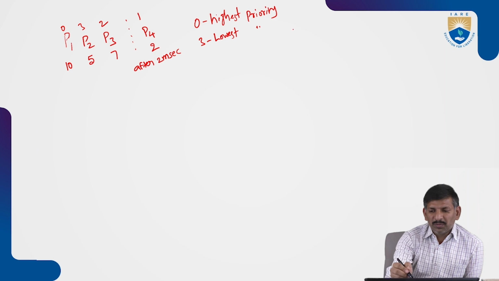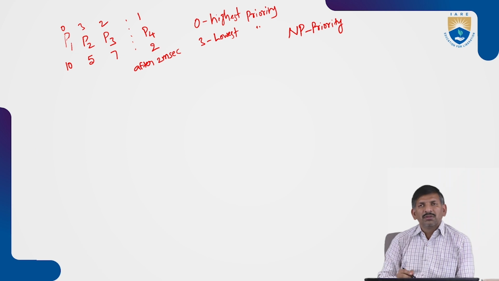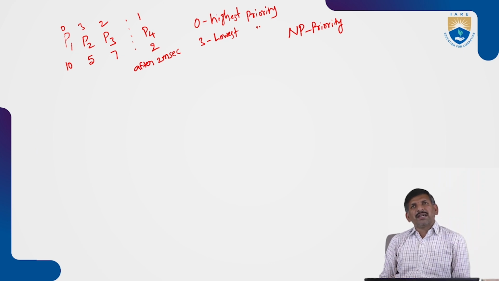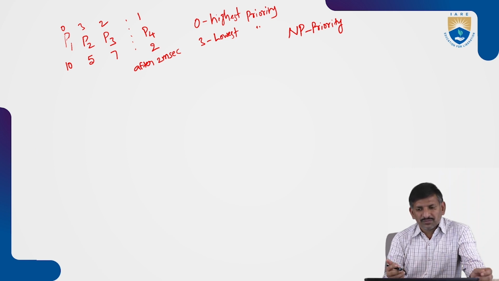So by using non-preemptive priority based scheduling, calculate average waiting time and average turnaround time. Let us consider no process is waiting for input data or output data. Okay, from that point of view, calculate that.